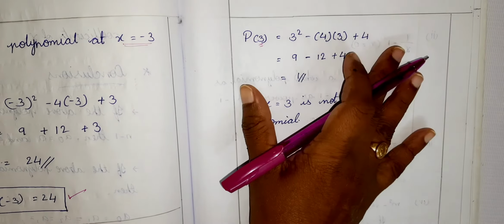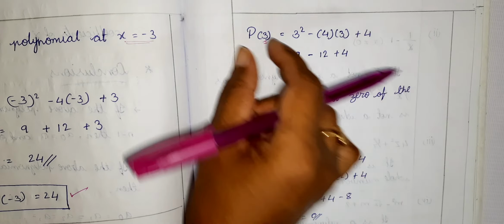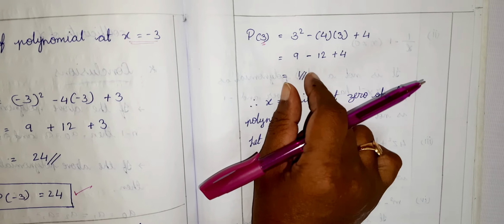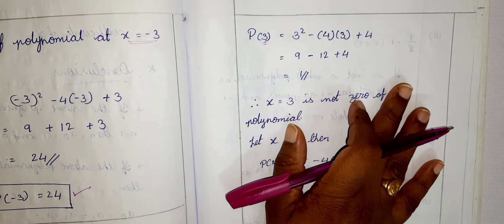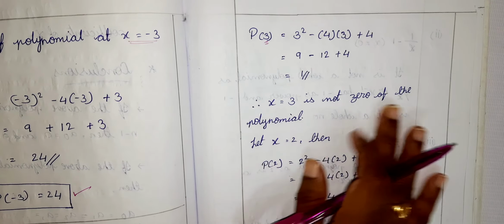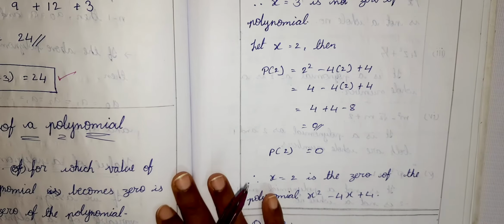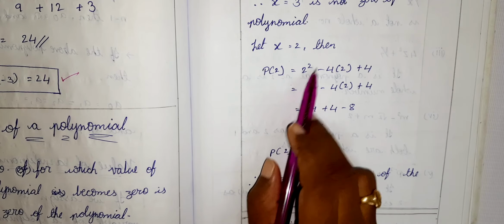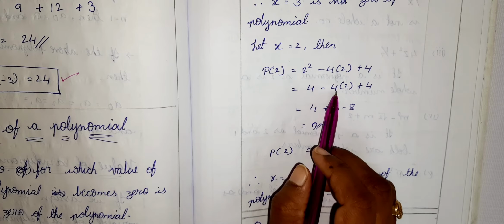So zero of the polynomial means the value of x for which p(x) becomes 0, that value is called the zero of the polynomial. Right? Now x equal to 3 is not a zero of the polynomial. Now let us see x equal to 2. Substituting x equal to 2, you will get 2 squared which is 4. 4 into 2 is 8.